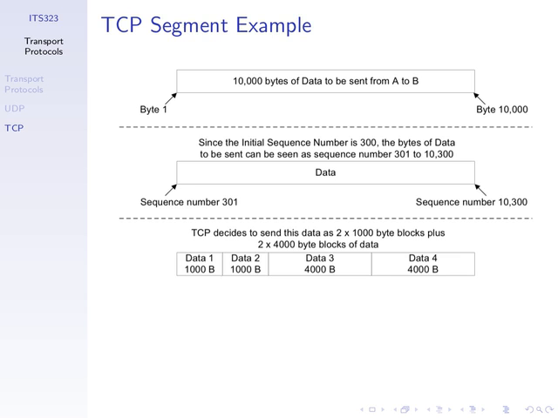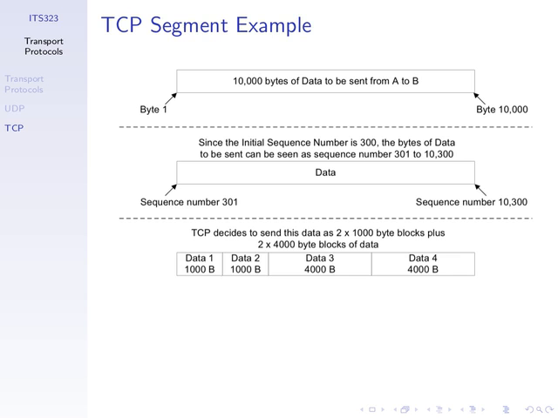So remember, that's what's different from what we've seen in other protocols. In other protocols, each frame had a sequence number: frame 1, frame 2, frame 3. In TCP, each byte has a sequence number: byte 301, 302, up to byte 10,300. So we have 10,000 bytes of data to send.